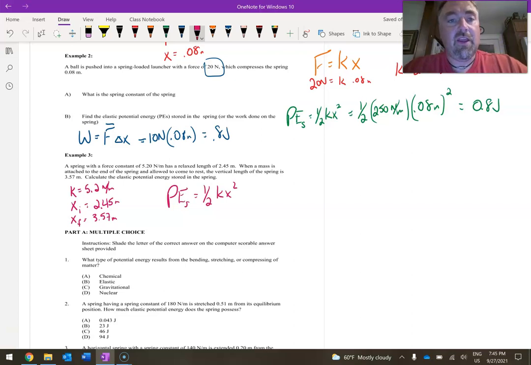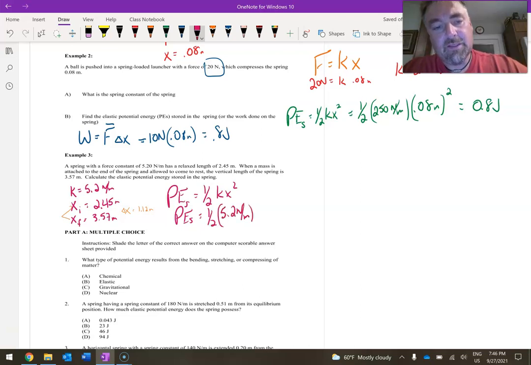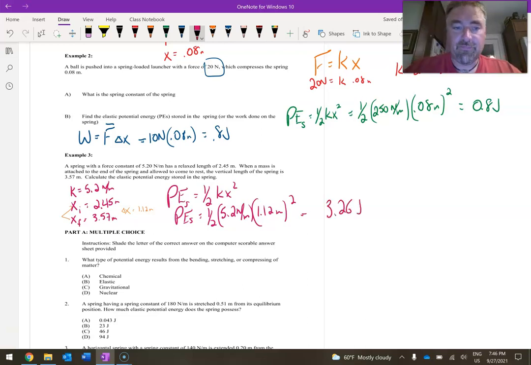So the first thing we have to do is subtract these two in order to find out what our x is. When I do that, I find that my x, my delta x, if you will, is going to be 1.12 meters. Once I get that, the potential energy stored in the spring is equal to 1/2 of the 5.2 newtons per meter times the 1.12 meters. Don't forget to square it. And when we get that, we get 3.26 joules.